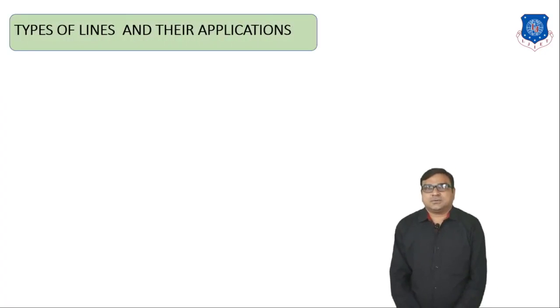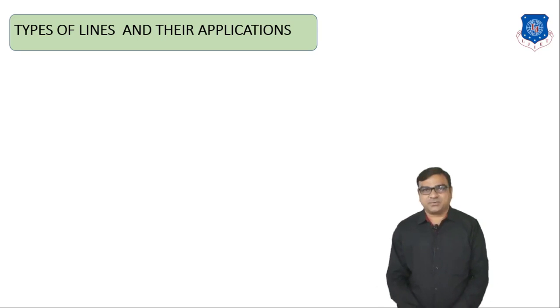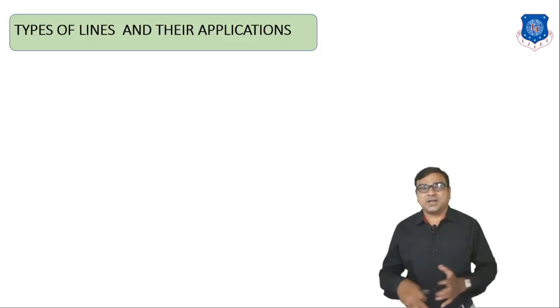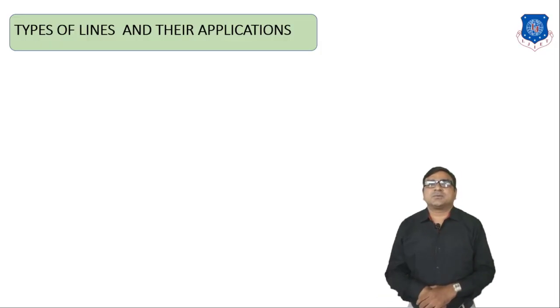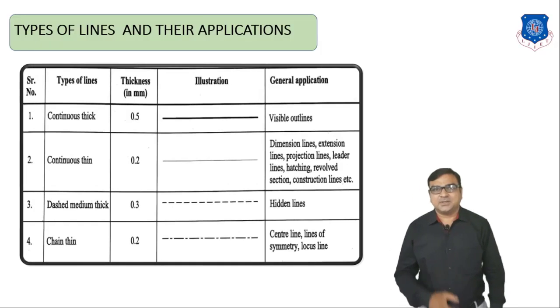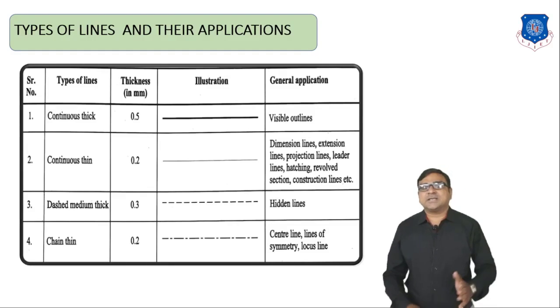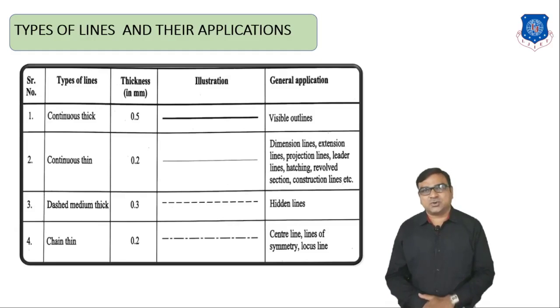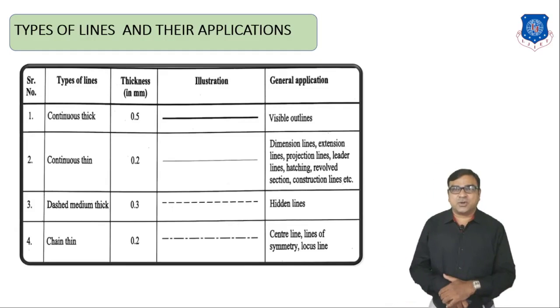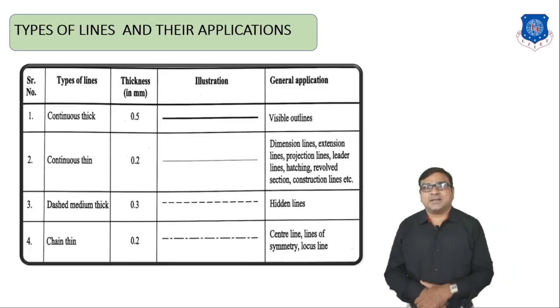Now, you know, the drawing is a combination of different types of lines, various lines: thick line, thin line, dotted line, hidden lines. Most of the drawings include all these lines. So here we want to discuss the types of line, what is the thickness of that line in drawing, how it looks in drawing, and what is the application of that particular line in drawing.